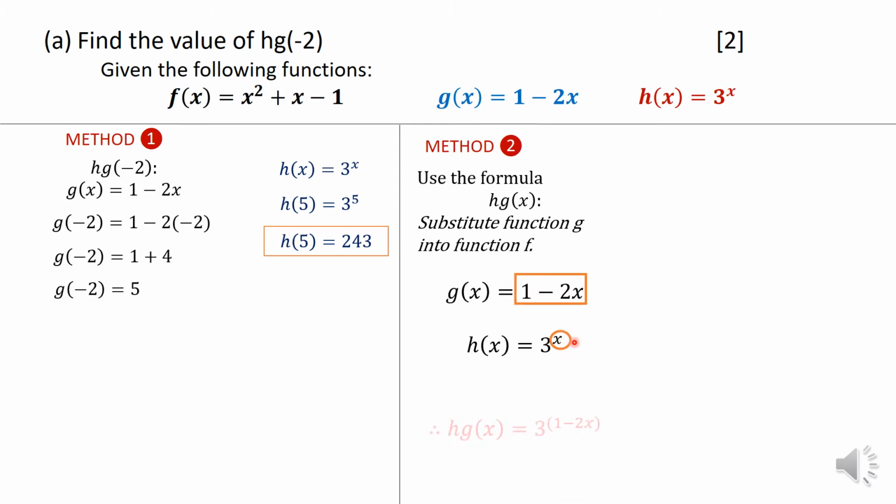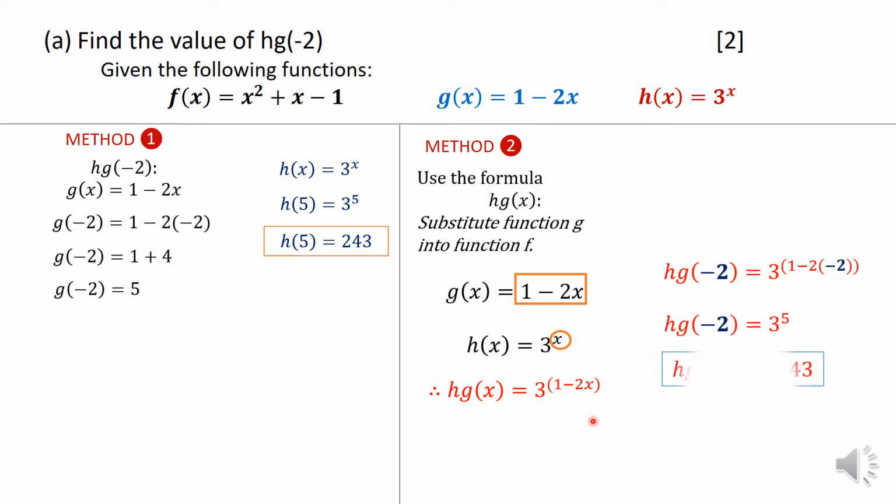Since the x is the index here, it's going to be 1 minus 2x that's going to be in the place of the index. Now that is my equation, but they want me to find -2. So now I'm just going to put -2 into that formula. And that is also going to give me the same result. So either way, you can decide which one you want to use.